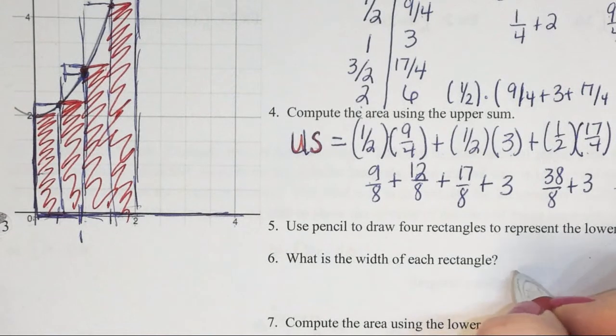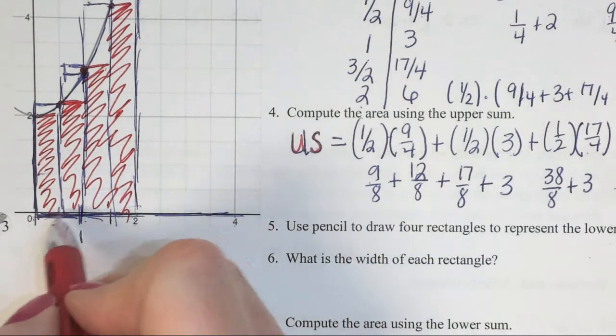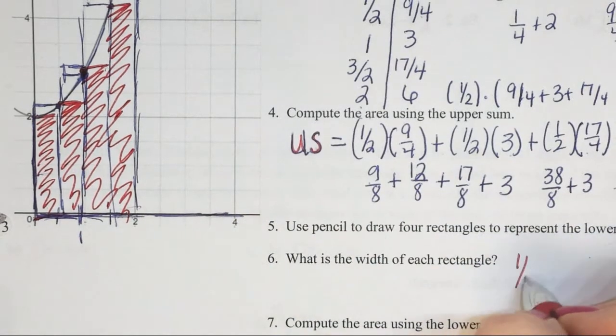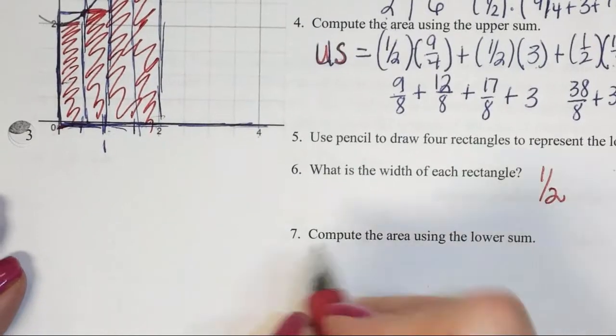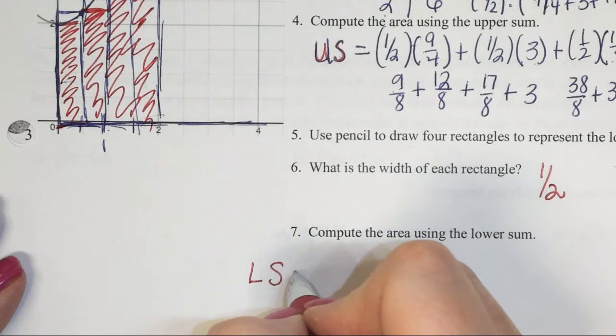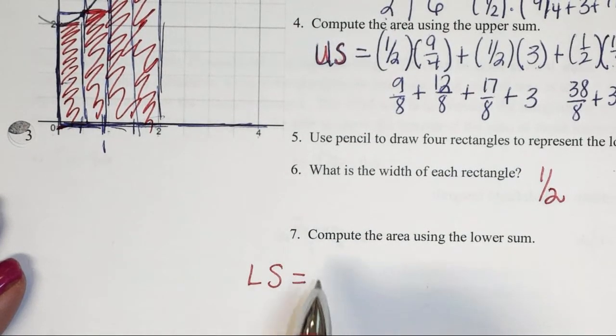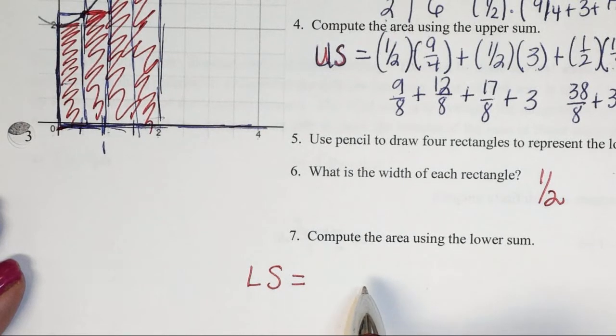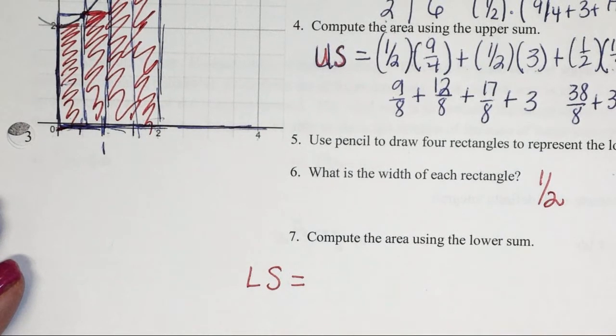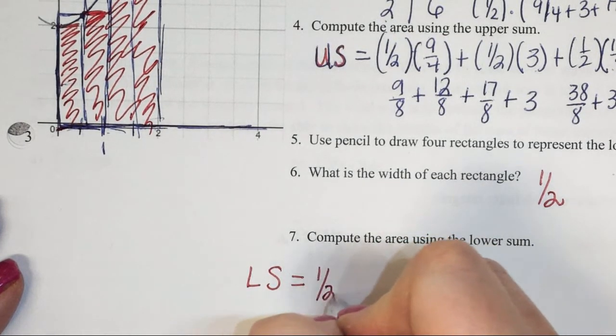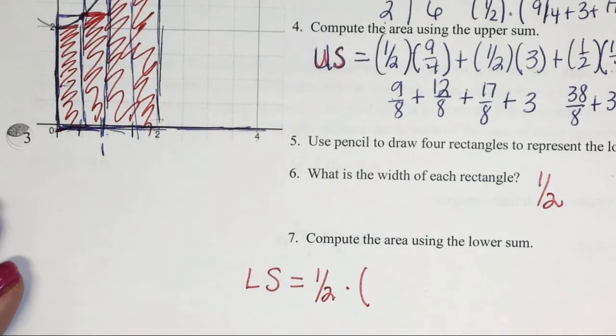What's the width of each rectangle again? What's the width? 1/2. So now we're going to compute that lower sum. Now let's be using some common sense here. Instead of doing 1/2 times the height plus 1/2 times the height plus 1/2, I can just do 1/2 times all of those heights, right? The sum of all those heights.